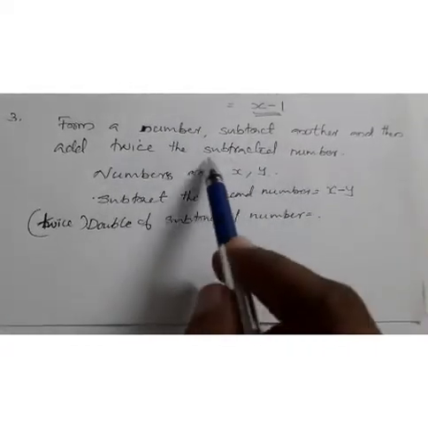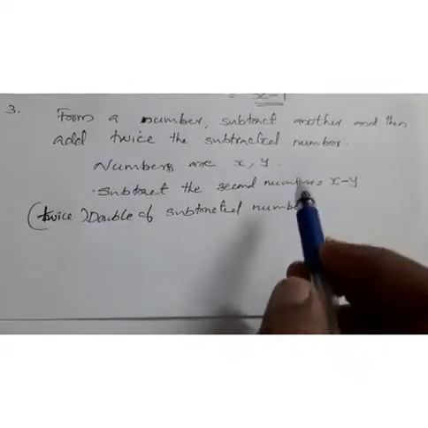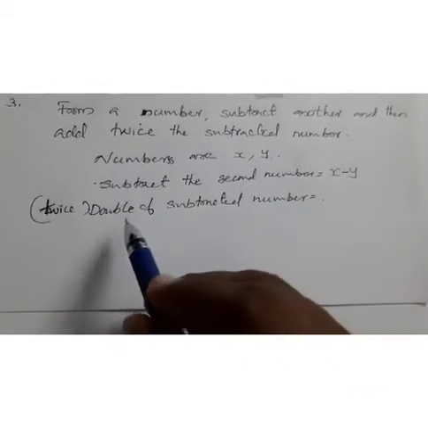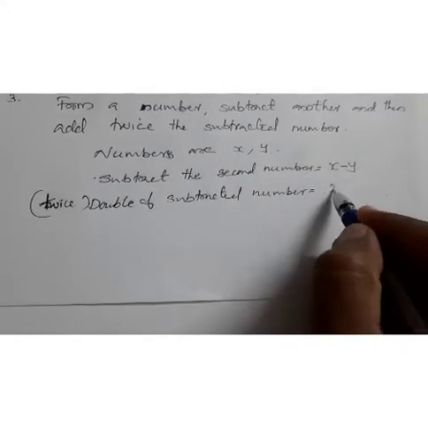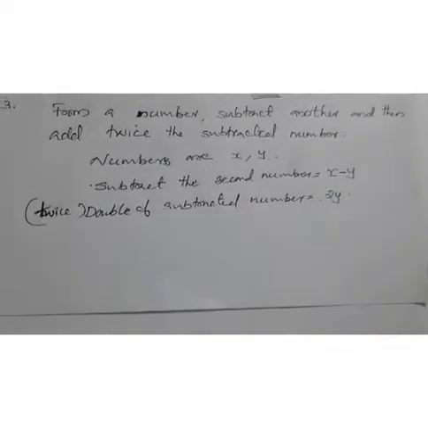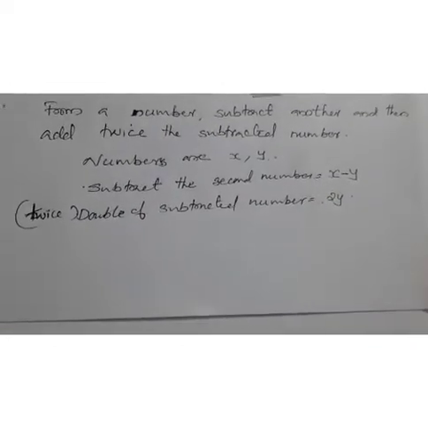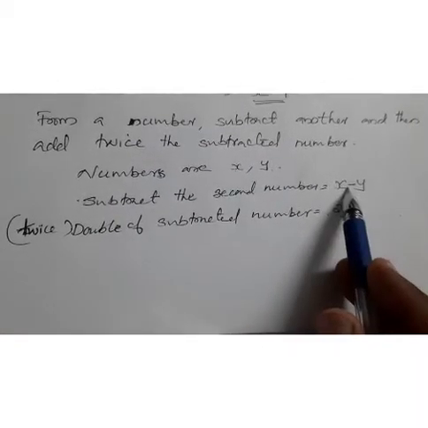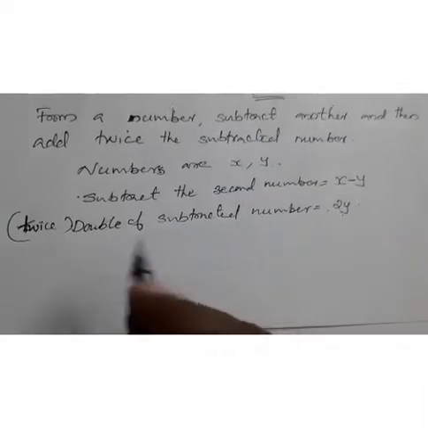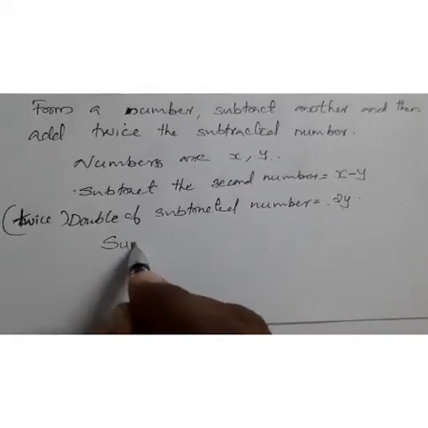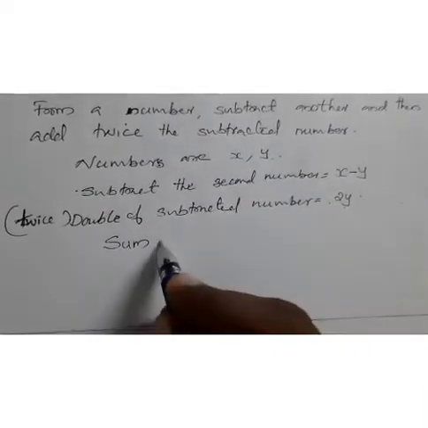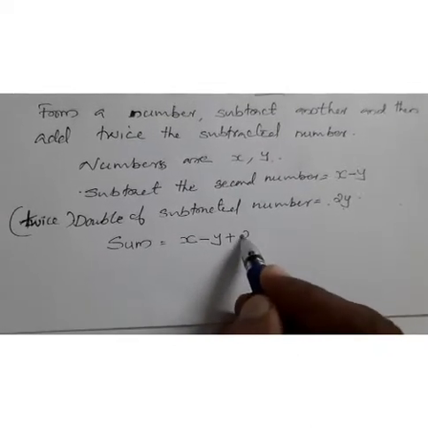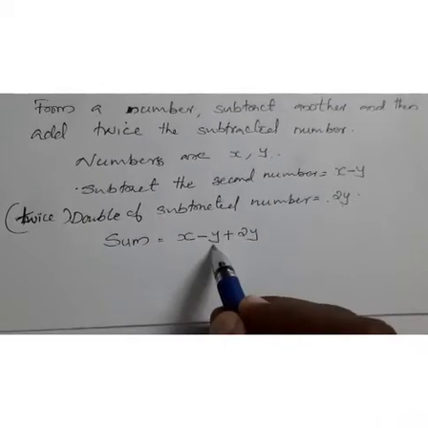Then add twice the subtracted number. The subtracted number, take the double of it. So double the subtracted number means it is 2y. This you have to add along with this number. So take the sum of these two numbers. So it is x minus y plus 2y.